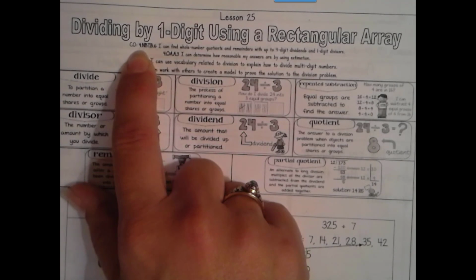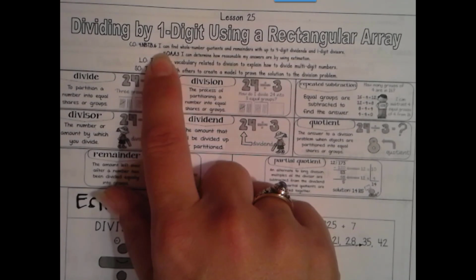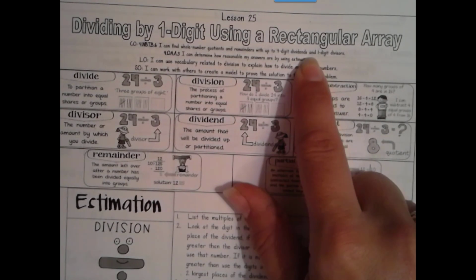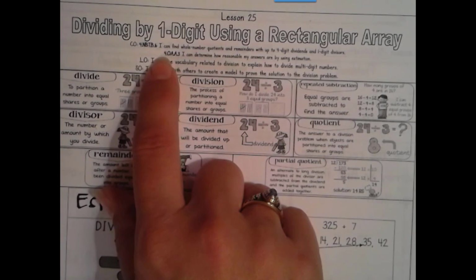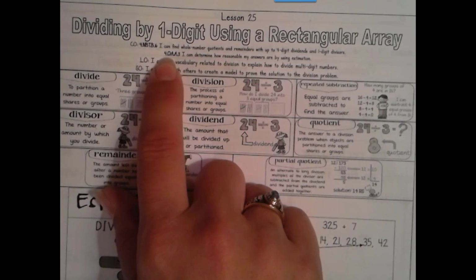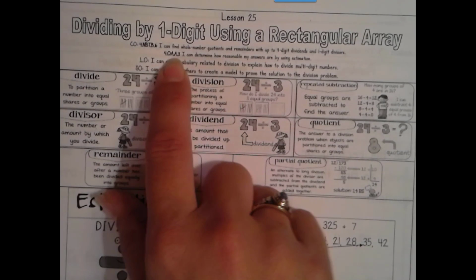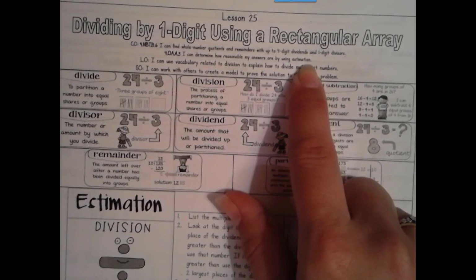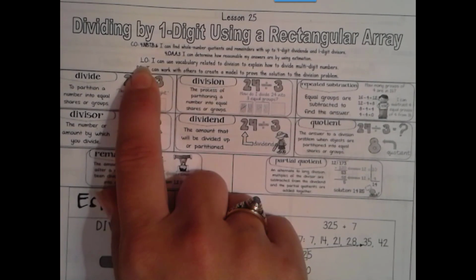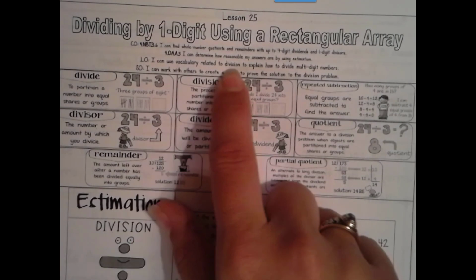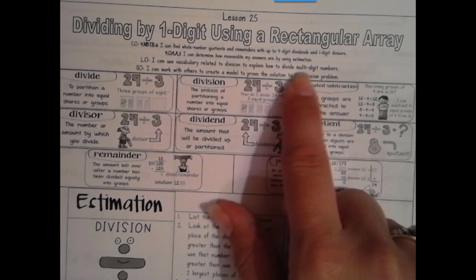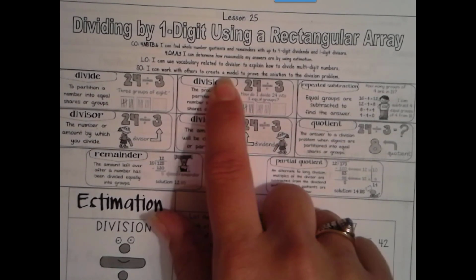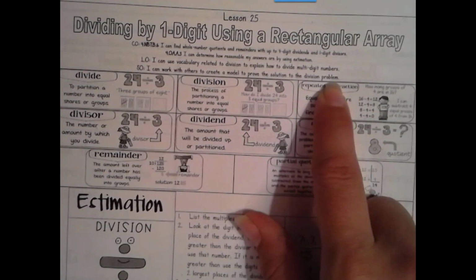Our content objective, 4.NBT.B.6. I can find whole number quotients and remainders with up to 4-digit dividends and 1-digit divisors. 4th grade OA, Operations and Algebraic Thinking, A3. I can determine how reasonable my answers are by using estimation. Language objective. I can use vocabulary related to division to explain how to divide multi-digit numbers. Social objective. I can work with others to create a model to prove the solution to the division problem.